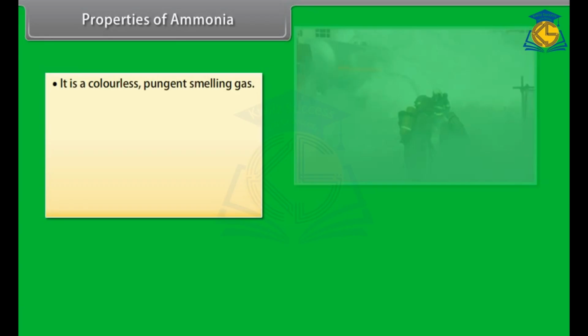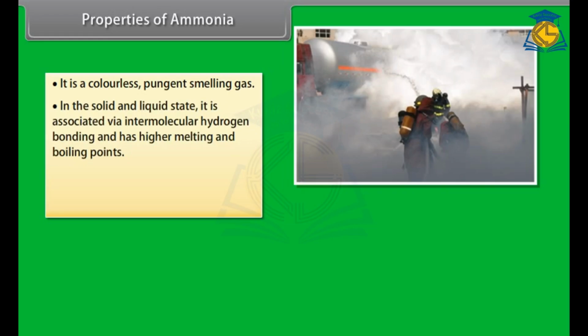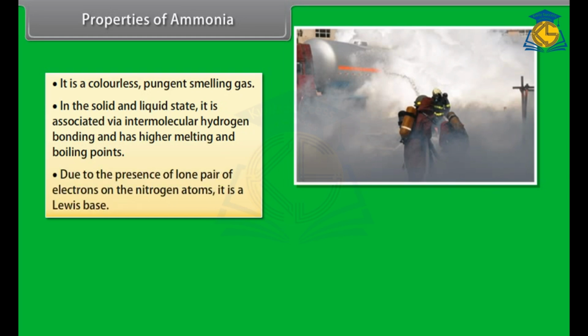Properties of ammonia. It is a colorless, pungent-smelling gas. In the solid and liquid state, it is associated via intermolecular hydrogen bonding and has higher melting and boiling points. Due to the presence of a lone pair of electrons on the nitrogen atom, it is a Lewis base.